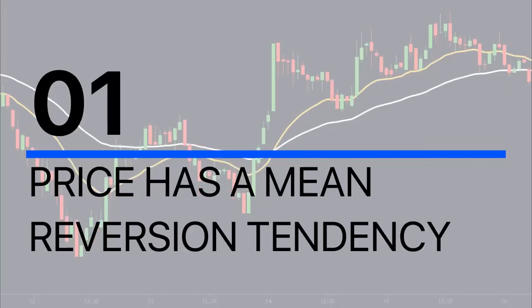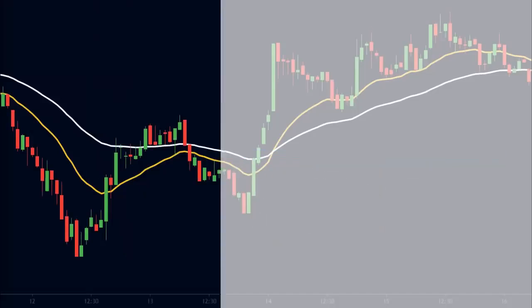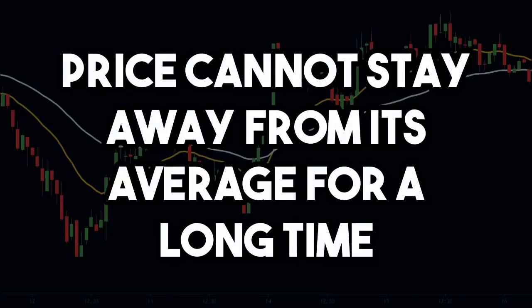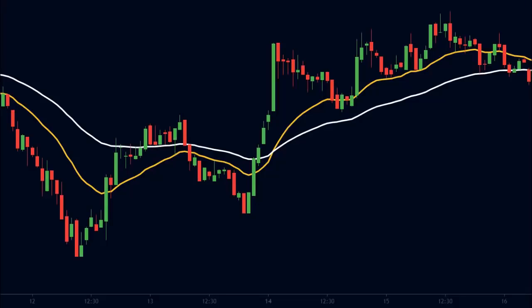Secret number 1. The price has a mean reversion tendency. The price of any asset has a tendency of mean reversion. This means that the price cannot stay away from its average for a long time. To understand this concept, let's plot a 50-period EMA.